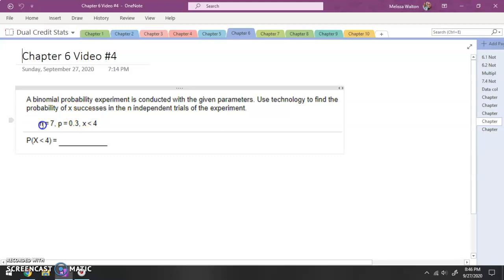So N, remember that a binomial distribution requires a fixed number of trials. This means that our fixed number of trials is 7. We have 7 trials. Probability of success is, well, 0.3. 30% of the time, this is considered successful. And finally, we're looking for values less than 4.